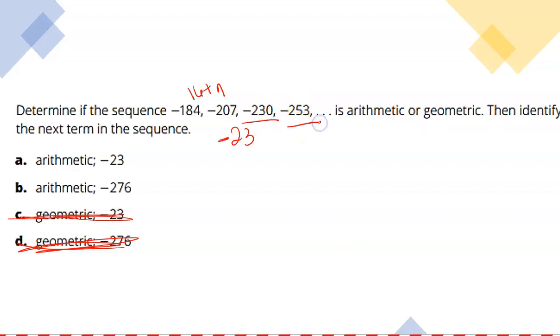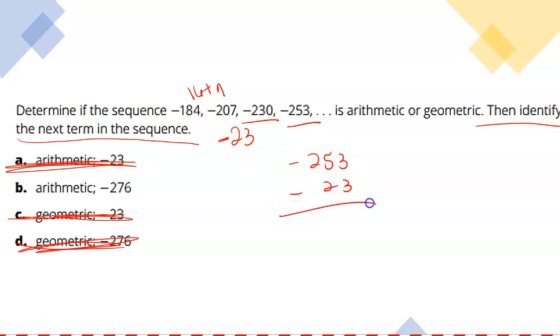Minus 23, negative 253. Now, be very careful here, because a lot of you are going to jump and say the answer is A, but that's not what it asked us. It says identify the next term in the sequence. We know the next term is not negative 23. That's our common difference. But if we did negative 253 minus 23, I'm basically going to add these numbers, same sign, add 6, 7, 2, and keep the sign. So my answer is B. It's arithmetic, and the next term is negative 276.